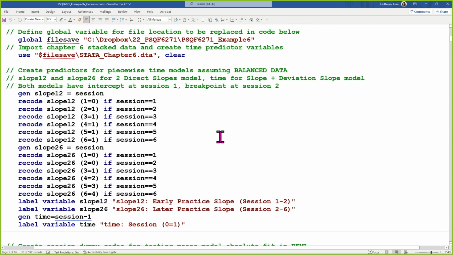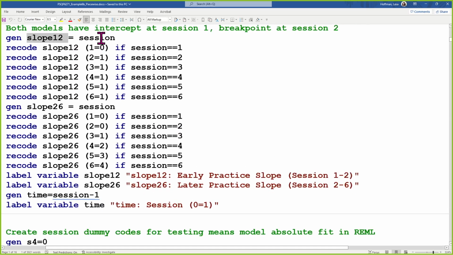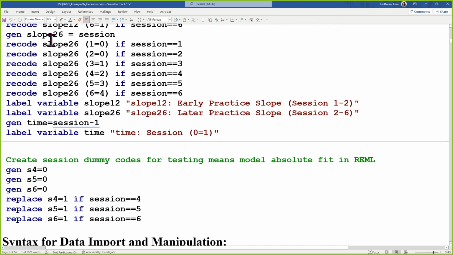The Stata code does the same thing, but is longer because I don't know how to do multiple things for the same conditional if. I looked for it, couldn't figure it out, and gave up. So if any of you know how to do that, hardcore Stata users, please let me know. This is using a recode function. I first generated a new slope variable and set it equal to the previous session variable, and then selectively recoded. So if it was 1, slope 1, 2 becomes 0. If it was 2 or higher, it becomes 1. Likewise, slope 2, 6 gets recoded into 0, 0, 1, 2, 3, 4.